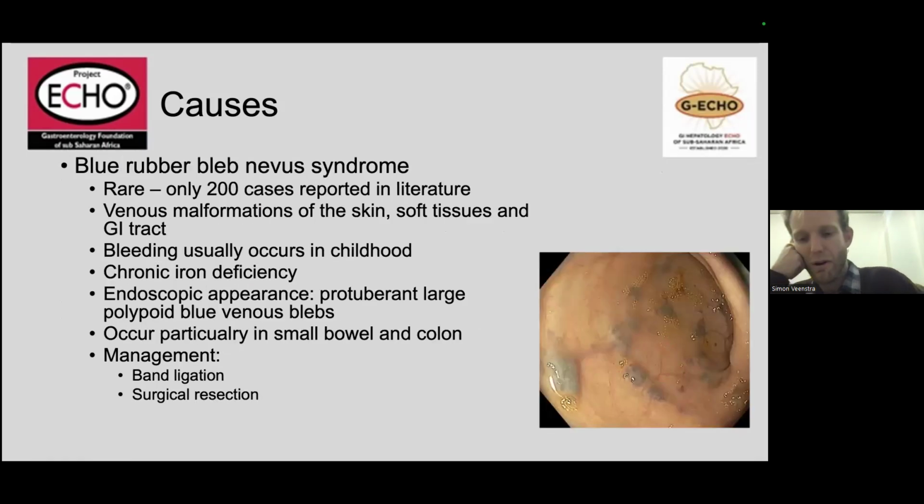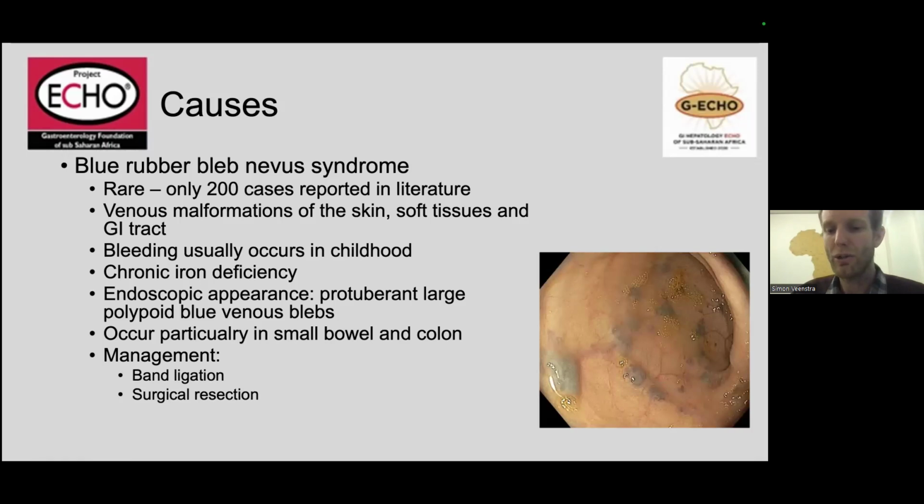This is a very rare cause, but I thought from an endoscopic imaging point of view, it was quite nice to see. It's this entity of blue rubber bleb nevus syndrome. As you can see, there are only a few case reports in the literature. It also includes venous malformations of the skin and soft tissues and the GI tract.